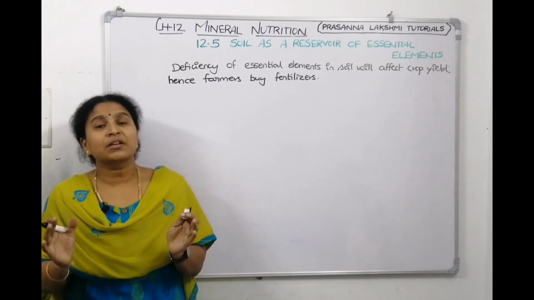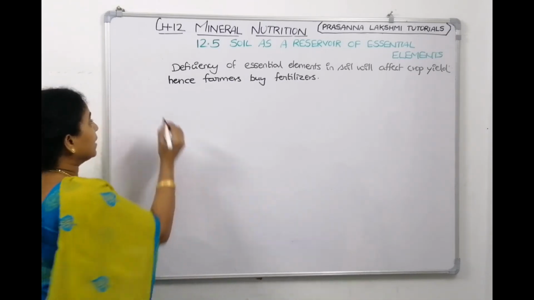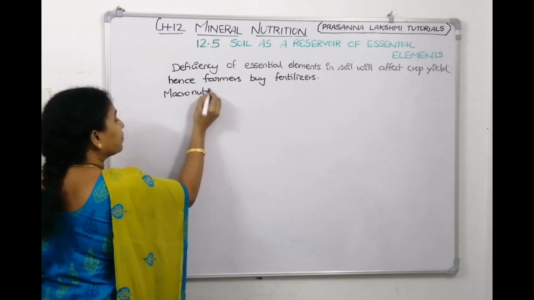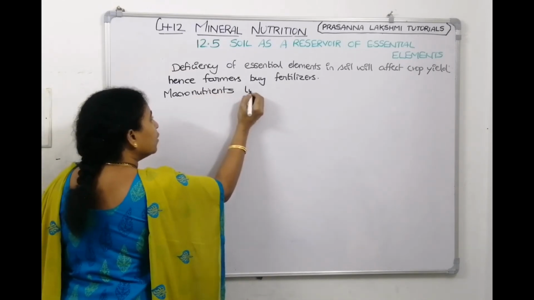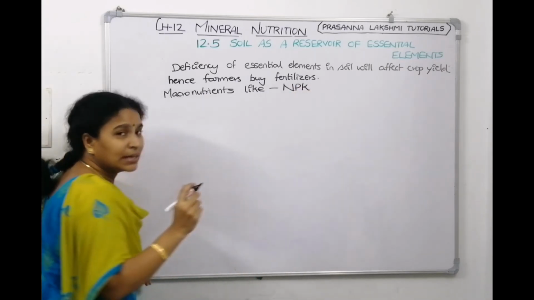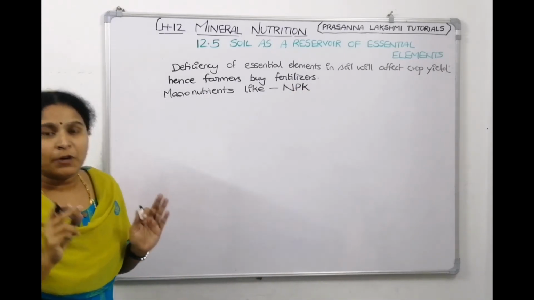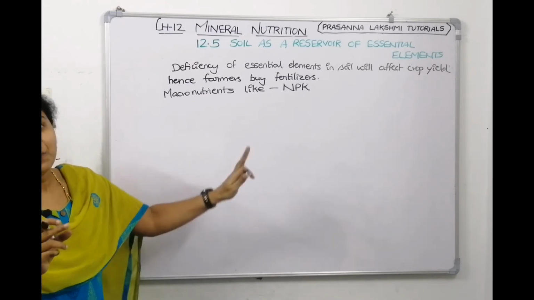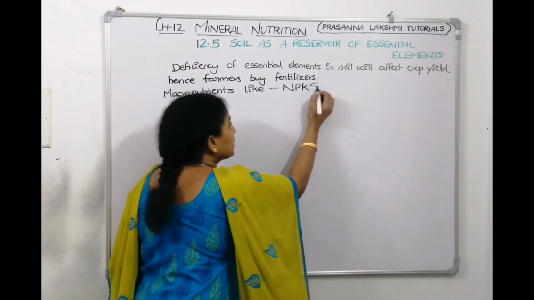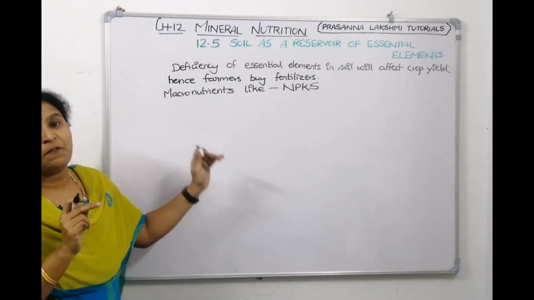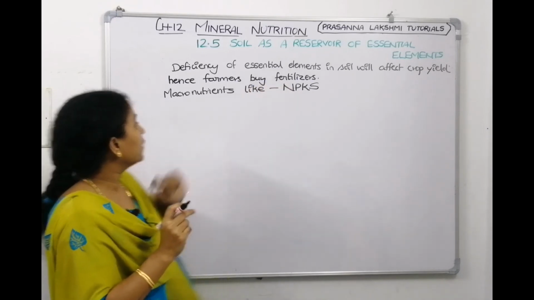Which macronutrients are present in the fertilizer? Now, the macronutrients, like we know the critical elements, we studied NPK are critical elements. So the fertilizer provides mainly nitrogen, phosphorus and potassium with sulfur. These four macronutrients the plant needs, so that is why farmers buy them in the form of fertilizer.